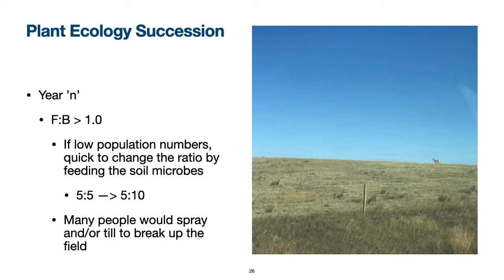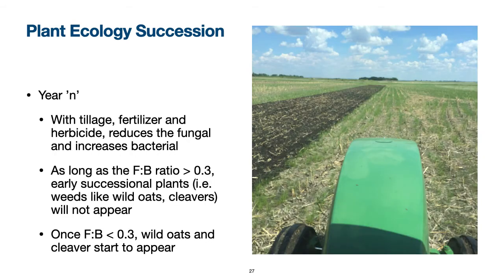Other ways we can boost that bacteria is we go break it up because it's tired. So with the tillage, fertilizer, herbicides, that all reduces that fungal component in your soil, and increases your bacteria. So that balances out, gets you down into that 0.6, depending on how intensive you get. But as long as that fungal to bacteria ratio stays over 0.3, those early successional plants will not appear. Once you drop below 0.3, wall oats and cleavers start to appear.